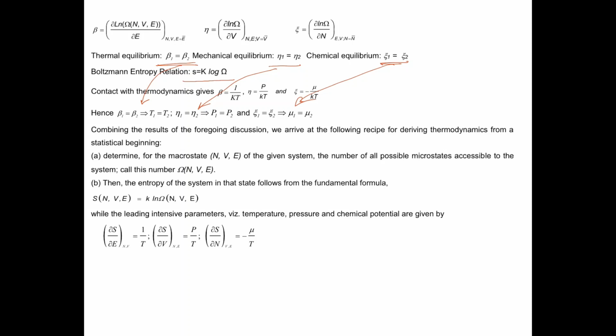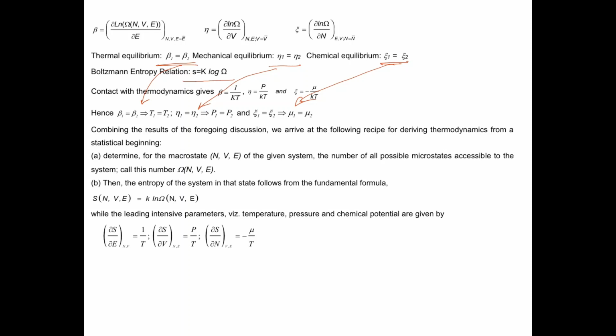So the conditions for thermal equilibrium, mechanical equilibrium, and chemical equilibrium as seen by statistical consideration, and as we know from thermodynamics, are identically the same. Now, combining these results in the foregoing discussions, we arrive at the following recipe, the following method for deriving thermodynamics from a statistical beginning. So from statistical considerations, we can derive thermodynamic quantities in the following way.